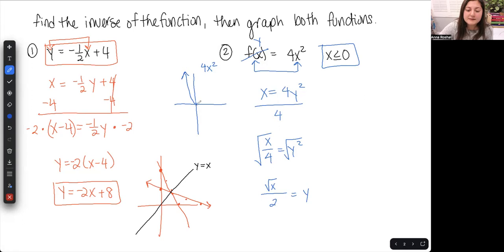Now, if we take a look at these points, we know we're going to have 0, 0. We'll likely have -1, 4. We'll have -2, 16, somewhere up here. And if I were to create a table of values just for those 3 points, 0, -1, -2, I would have 0, 4, and 16.